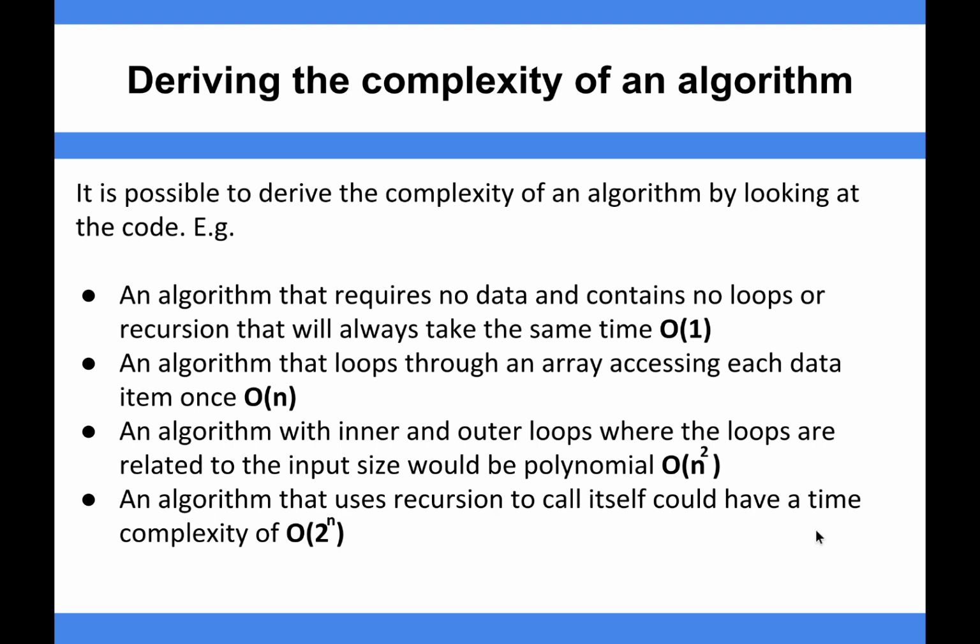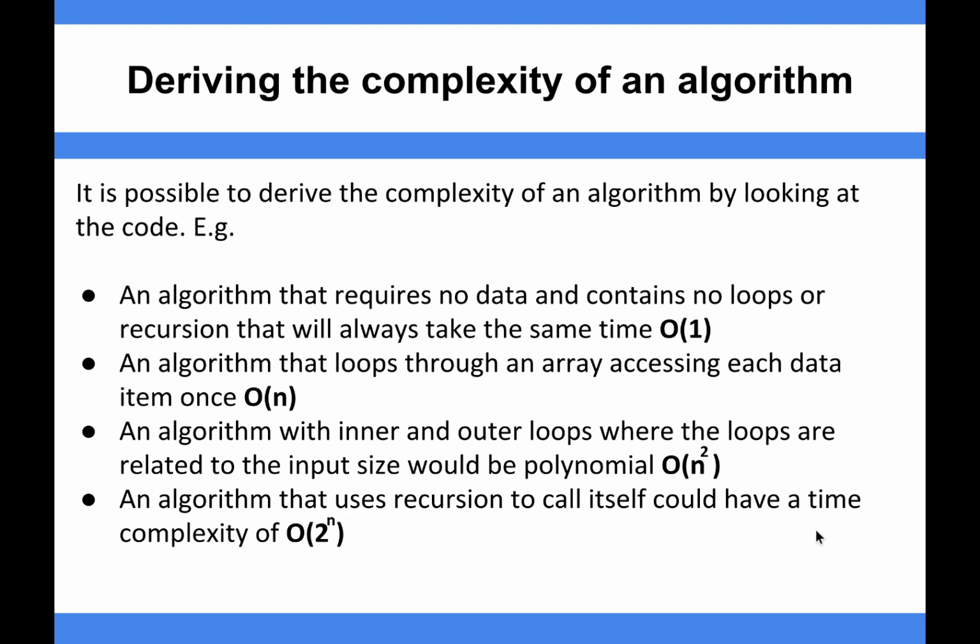If there's an algorithm with inner and outer loops, so an algorithm with nested loops where the loops are related to the input size, like a bubble sort, that's polynomial and that's O(n squared). If there's an algorithm that uses recursion to call itself, that can often have a time complexity of O(2^n).